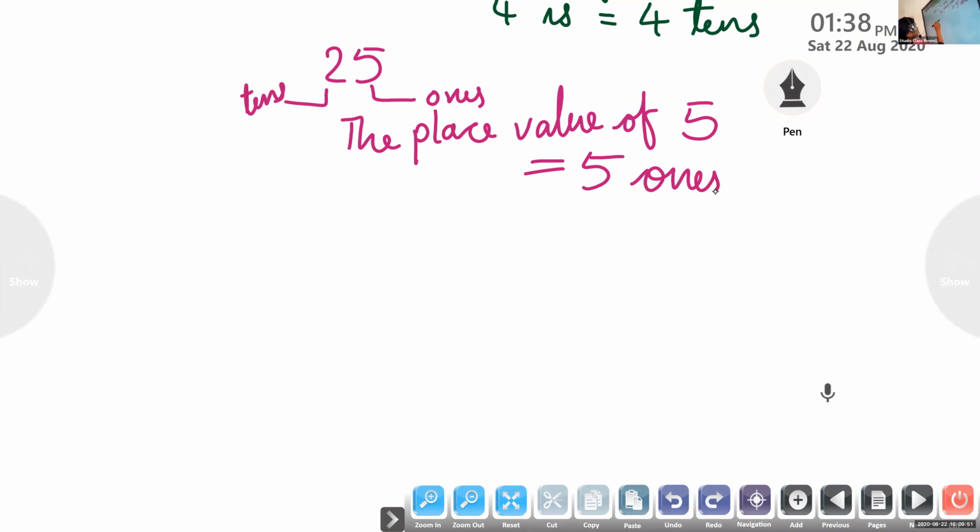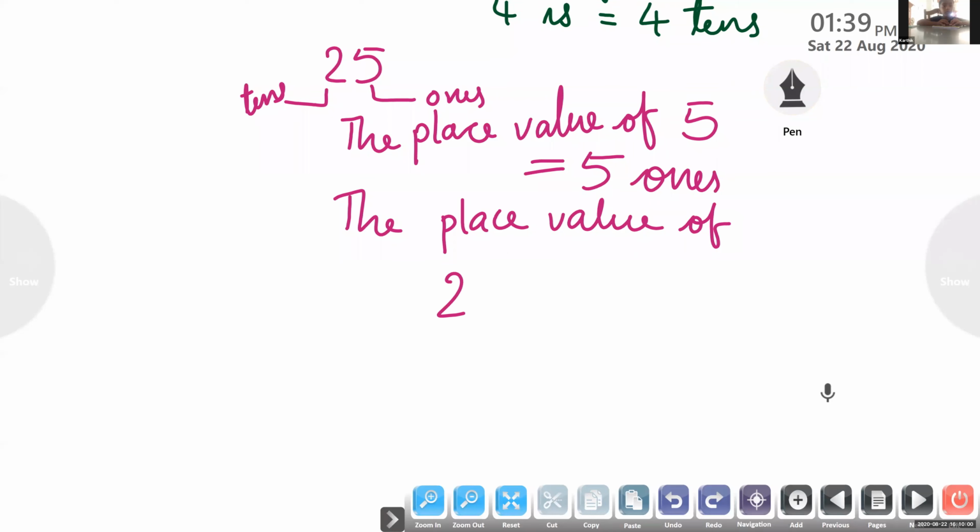The place value of 2. So we can write it as 2 tens. Now is it clear for you all?